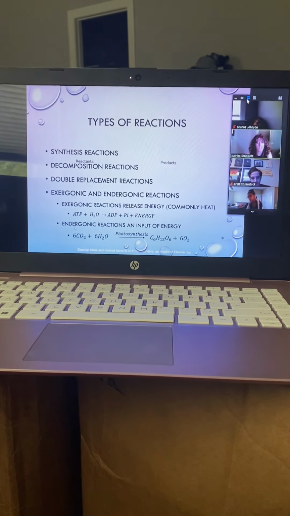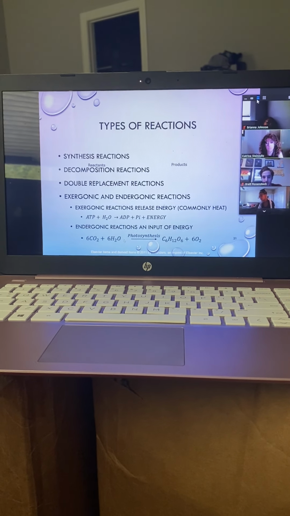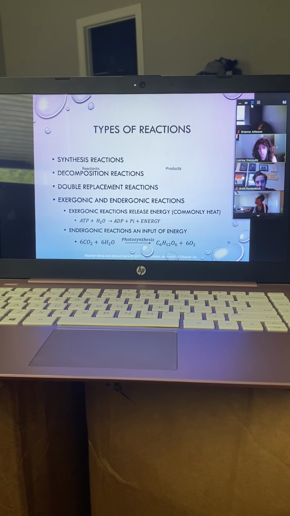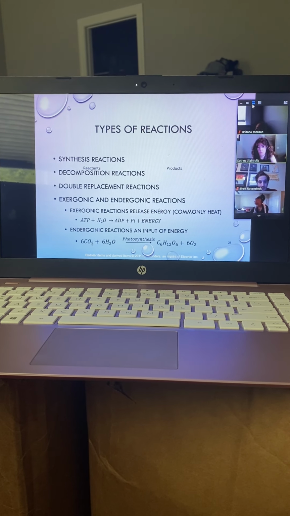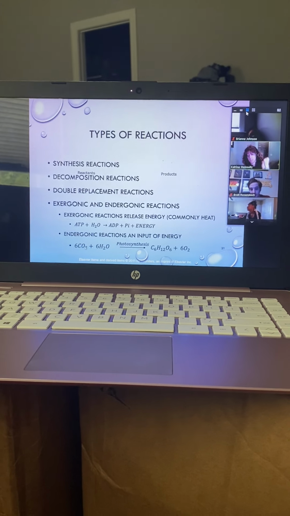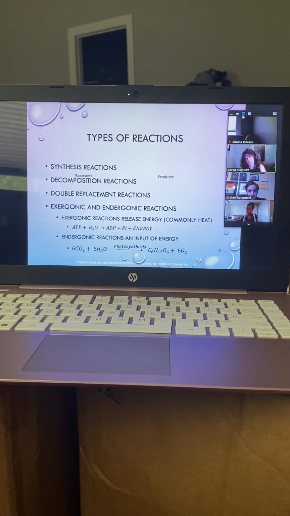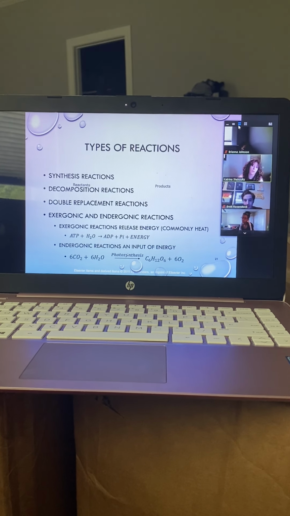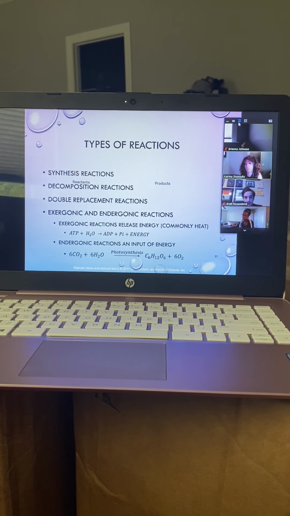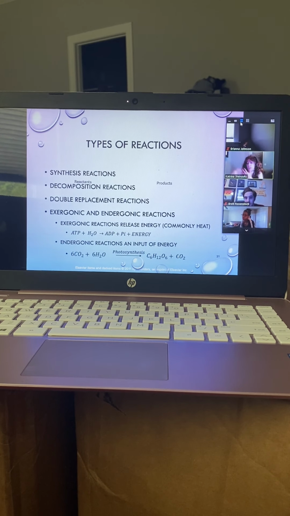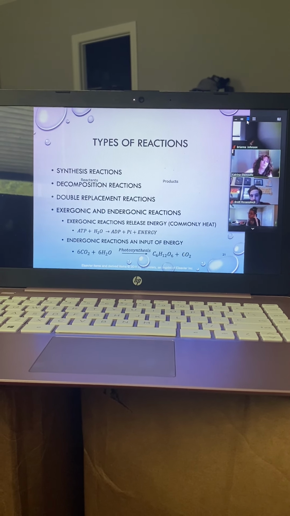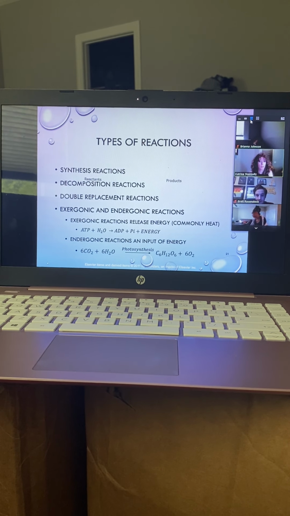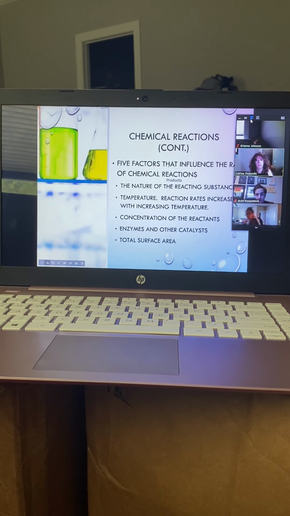But an example of an endergonic reaction is photosynthesis. This is what happens in plants: they take in carbon dioxide that we breathe out, throw a little water in there, and the sun gives it an input of energy. Next thing you know, you have glucose and then the oxygen, which the plant will release to the environment for us to breathe in. So we need to be nice to our plants because they provide us oxygen.